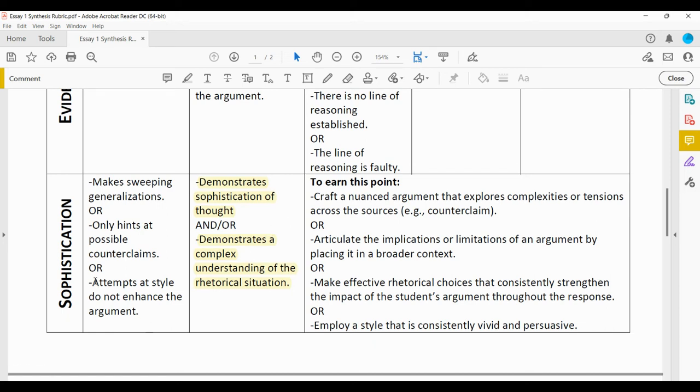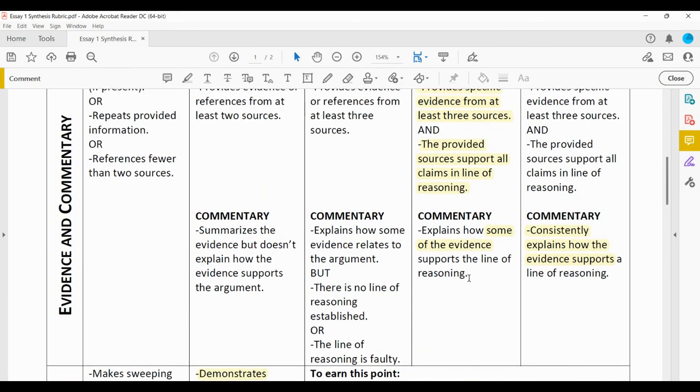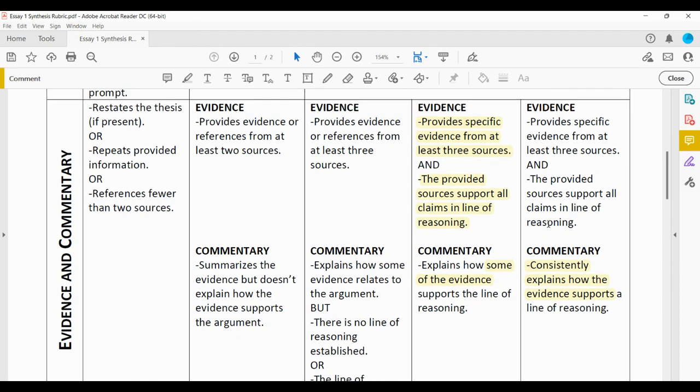In fact, it says explicitly that you will not get the sophistication point if your attempts at style do not enhance the argument. In other words, I'm trying to show how smart I am by using big words. No, that's not sophistication. That is you trying to use big words and sound like you're smart. You may get a sophistication point, but you probably won't. And you know what? That's okay, because you don't need to get a perfect score on the essays in order to earn credit through the AP test. You need to score a 4 or higher.